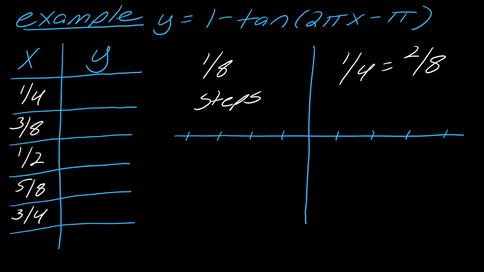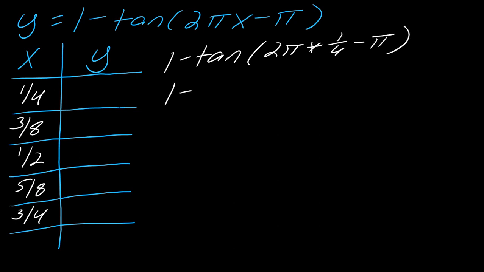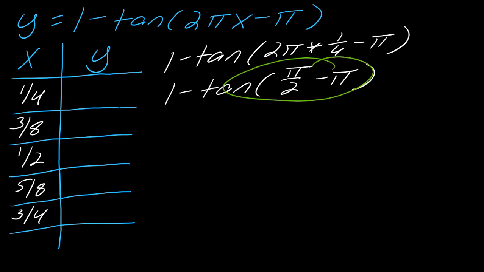Okay, now I can start figuring out my y values. So let's clear some space. Plugging in my first point, this is 1 minus tangent of 2 pi times 1/4 minus pi. So that comes out to 1 minus tangent of pi over 2 minus pi. So that equals negative pi over 2. As we know, this will be undefined, so the whole thing ends up being undefined.